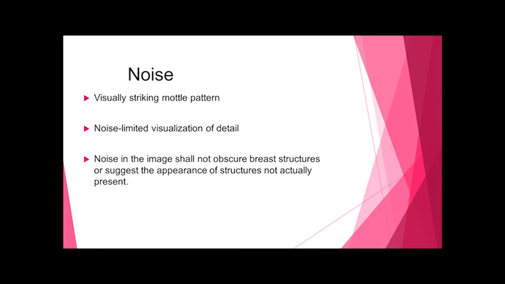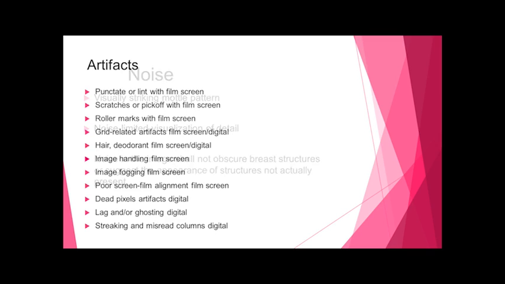Now noise, visually striking in the image, noise limits visualization of detail, it can get in the way. We do check noise with your contrast to noise ratio and your signal to noise ratio, so it's part of the quality control program. And noise in the image cannot obscure breast structures or suggest the appearance of structures that really aren't actually present, like calcifications. It can look like calcifications, but it's not. And it's all created by noise. And if you get noise, make sure and tell your technologist to increase your mAs.